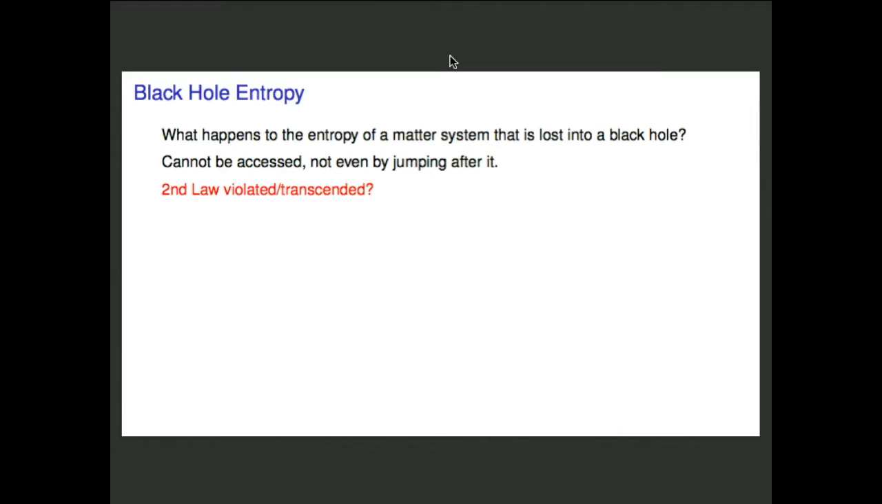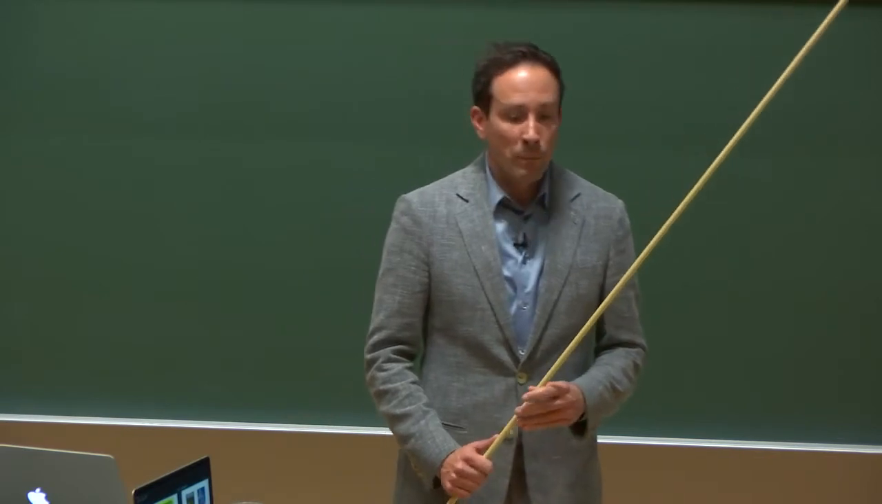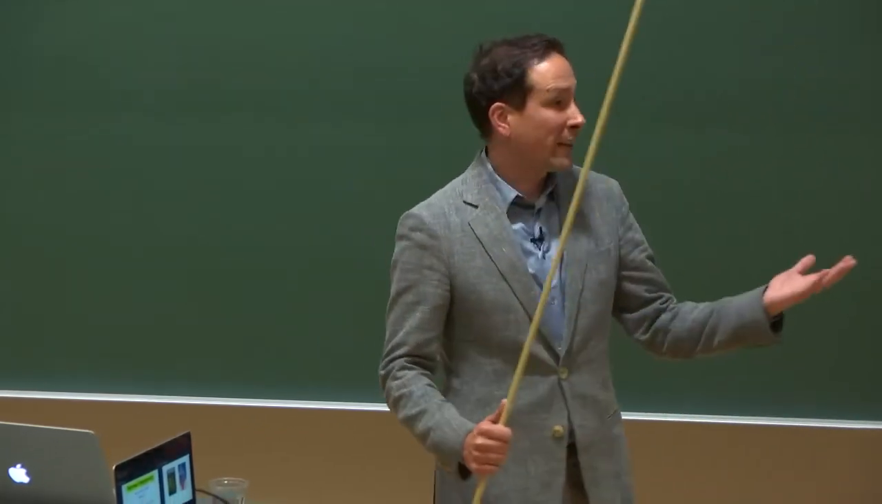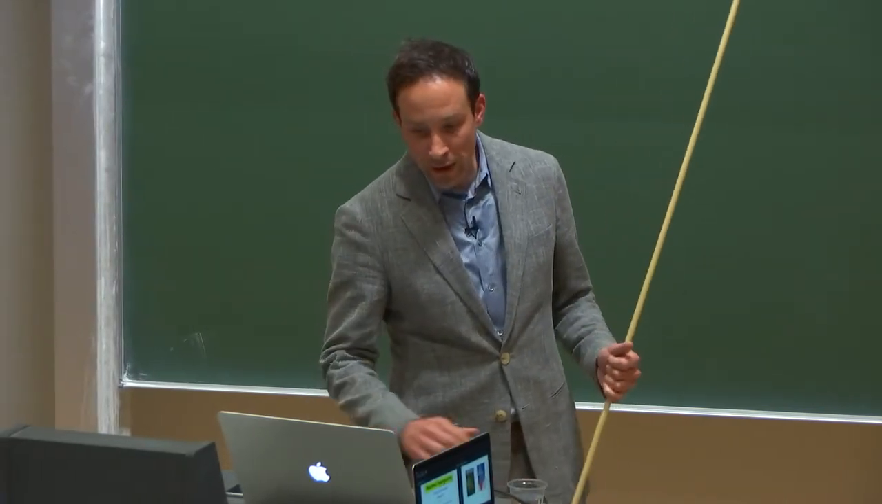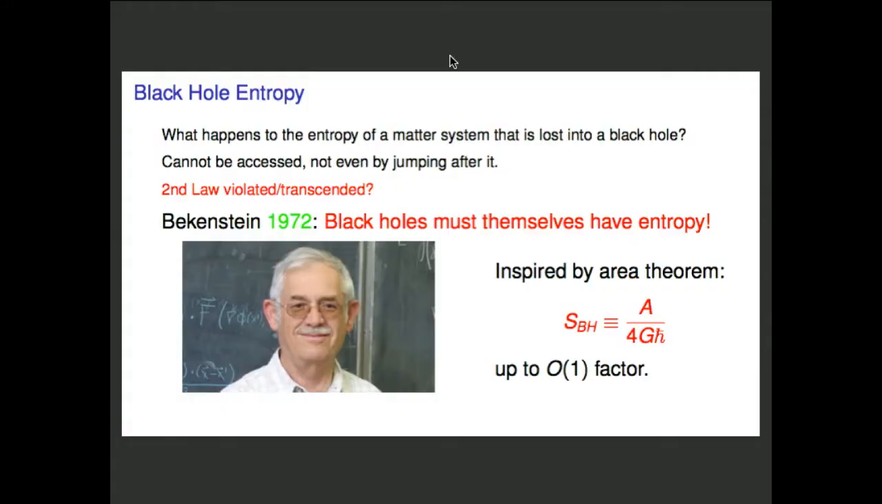Now, this area theorem was underlying a very important development that happened soon after. Bekenstein was thinking about what happens when entropy falls into a black hole. You just dump your entropy into a black hole. You never hear about it again. So isn't that bad? Because we can effectively violate the second law of thermodynamics, or at least transcend it. And so he made this proposal, and of course very much inspired by Hawking's area theorem.